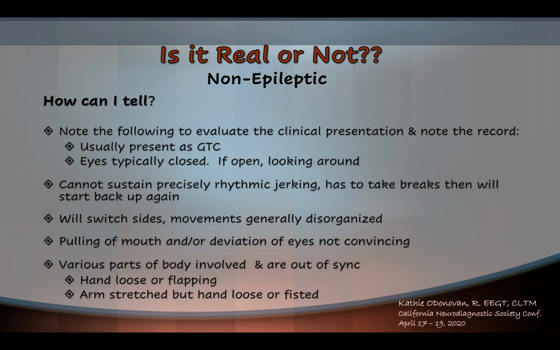For example, they will have their arm outstretched, but the hand will be loose, or it won't be a rhythmic movement. And if they know enough about seizures, and they did look it up, if they're trying to pull their mouth or deviate their eyes, it's not very convincing because they can't do it like the brain can do it. Okay, I've covered everything there.